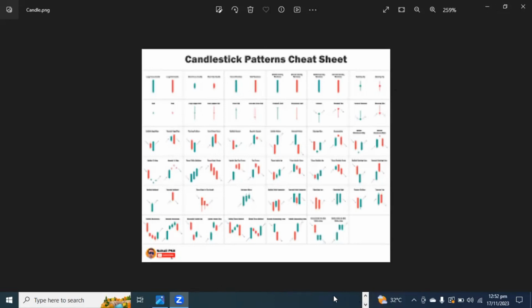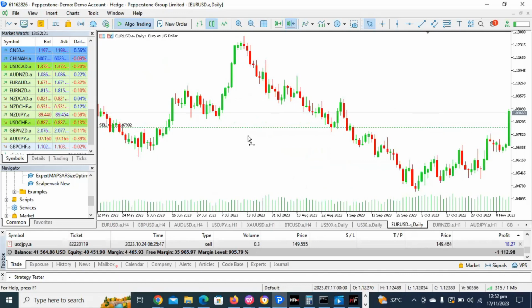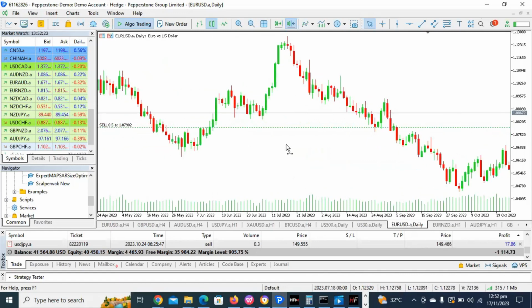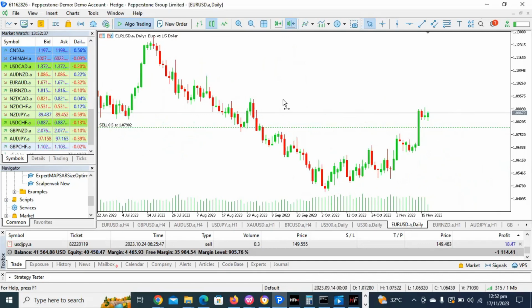So we're going to dive into my chart. Okay, so clearly everyone can see my chart now, right? This is Euro USD. This is a chart for Euro USD. Okay, this is on daily.